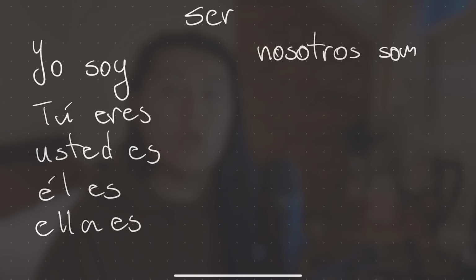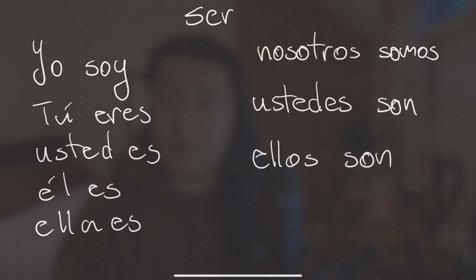Well, we're going to start with ser, the verb ser. S-E-R, ser, for that one we're going to need to conjugate it. So let's go over the pronouns, I, you, he, she, it, we, you, they in Spanish. Yo soy, tú eres, usted es, él es, ella es, nosotros somos, ustedes son, ellos son, ellas son. All right? So that's with the pronouns. That's how you conjugate it in the present tense, present simple for the verb ser.